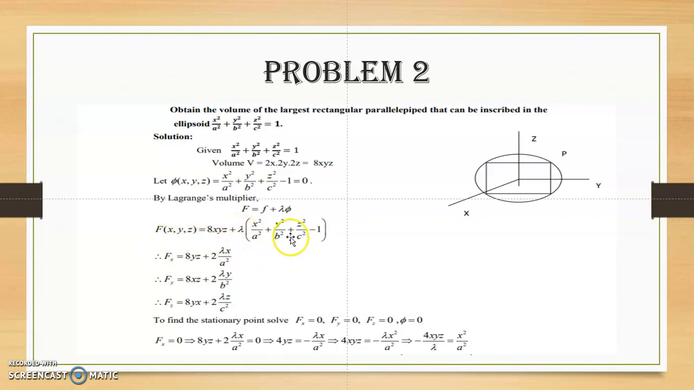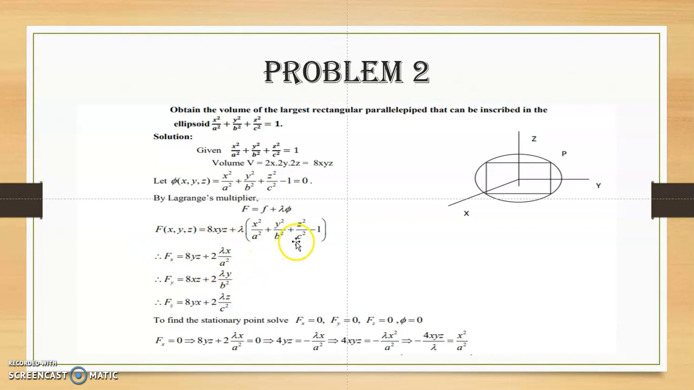Now we have to differentiate this auxiliary function with respect to x. While differentiating with respect to x, in the first term the multiple of xyz, the differentiation of x is 1, so we get 8yz plus, next, in this term we differentiate only the x square. What is the differentiation of x square? We get 2x. The other two terms are 0. So we get 2 lambda x by a square.